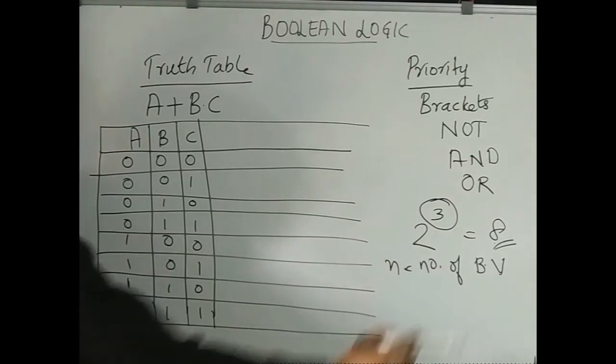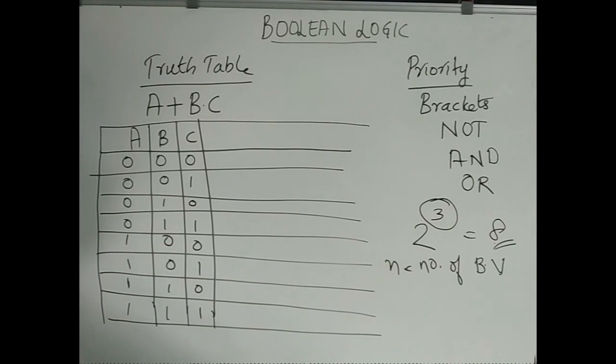Yes, 8. So if we have more than 3 Boolean variables, what happens? With 4 variables the equation becomes 2 raised to 4, that is 16. So you will have 16 rows.